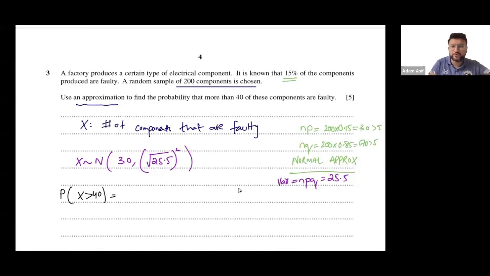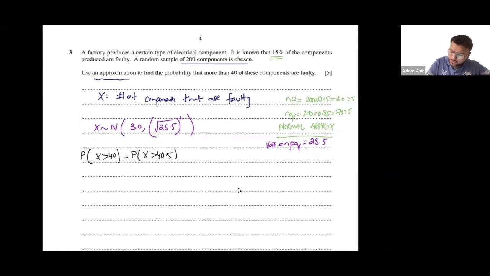Okay, now the question says find the probability that more than 40. At this step, I'm going to do the continuity correction. Greater than 40 would mean that you are going to take X greater than 40.5. If I draw the bell curve, the mean is 30. The 40.5 value would be here. I am interested in the area that is greater than 40.5. This is the tail area.